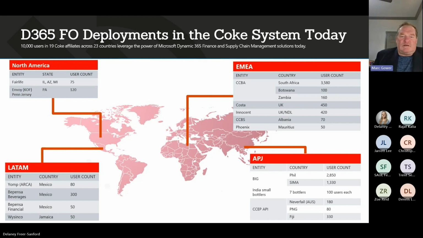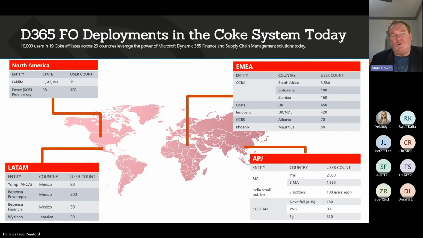I've only got one slide that I want to touch on, and here we're looking specifically at our finance and supply chain deployments. There's a perception in the market that we've got only one customer worldwide using finance and supply chain, and that's CCBA. But in actual fact, we've got almost 24 bottlers around the world using finance and supply chain to automate their processes.